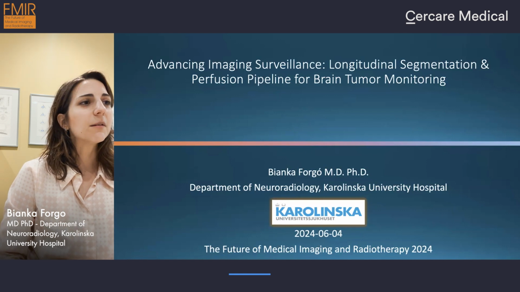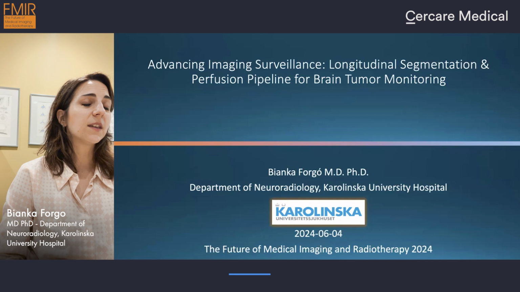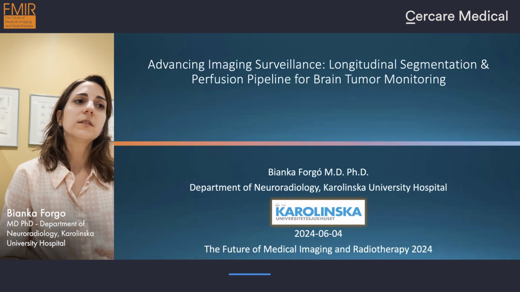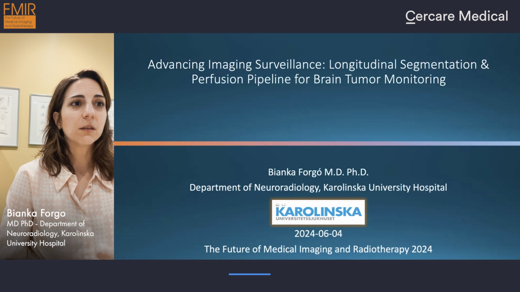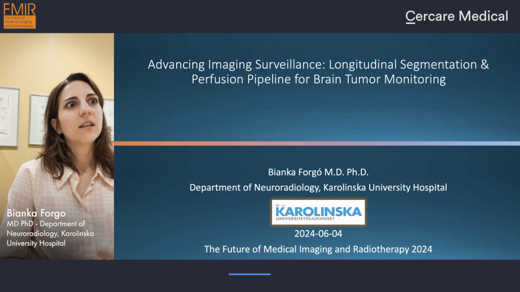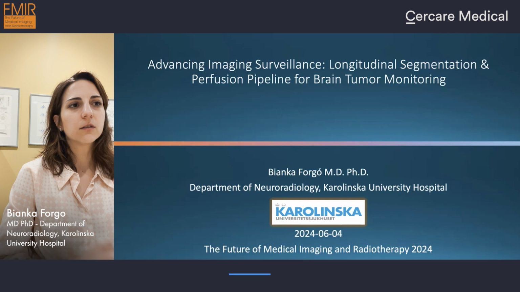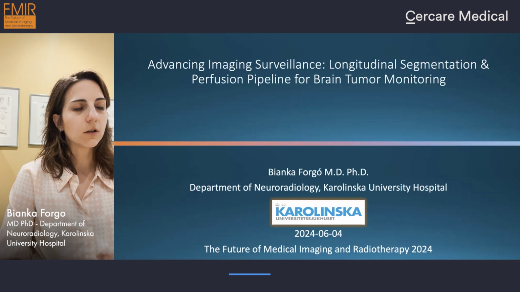And today I'm going to talk about a topic that will be really relevant as we see how diagnostic MRI is evolving in brain tumor imaging. And this is about longitudinal segmentation and a little bit about segmentation in general.